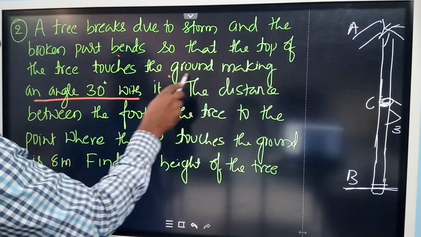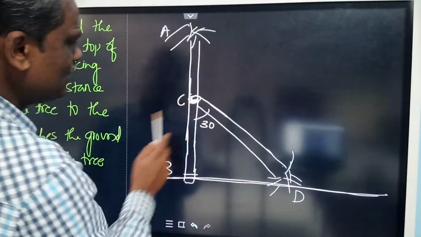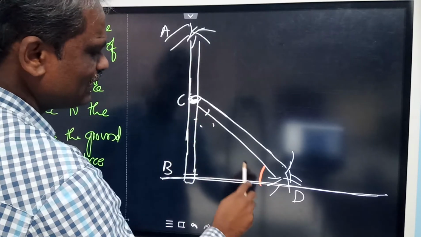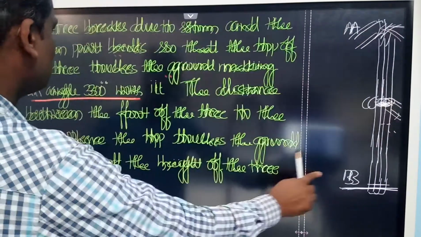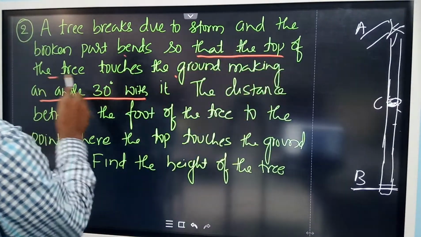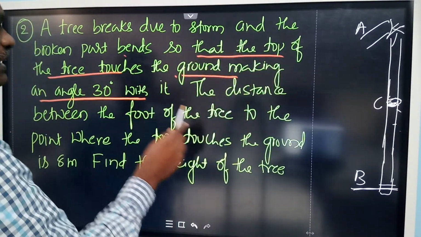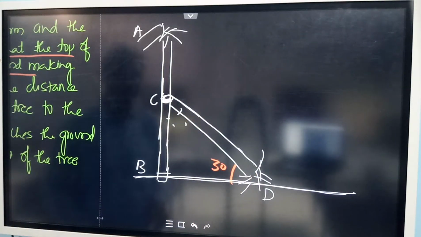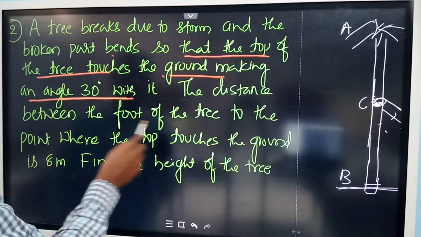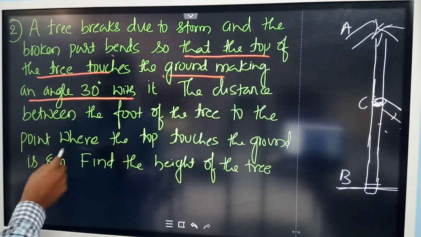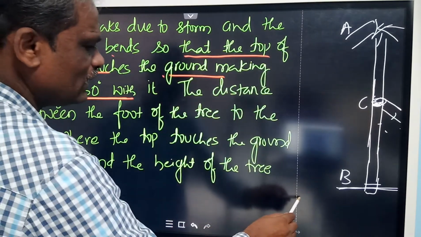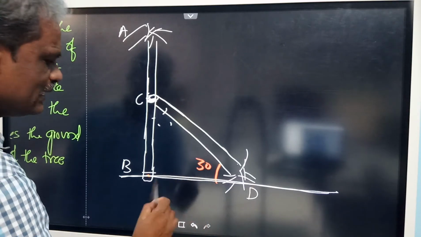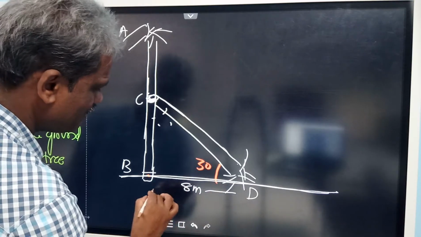So the top of the tree touches the ground, making an angle of 30 degrees with it. So this top makes an angle of 30 degrees. Now the distance between the foot of the tree and the point where the top touches the ground is 8 meters. So this is the foot of the tree, and the point where the top touches the ground, that distance is given, that is 8 meters.